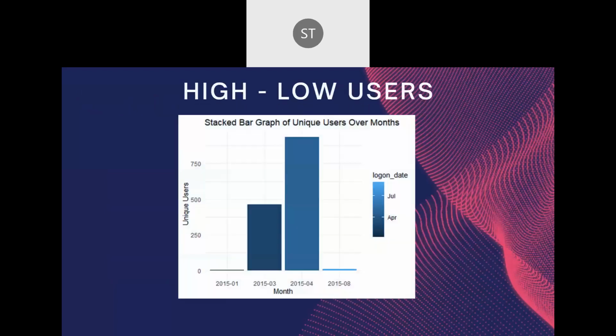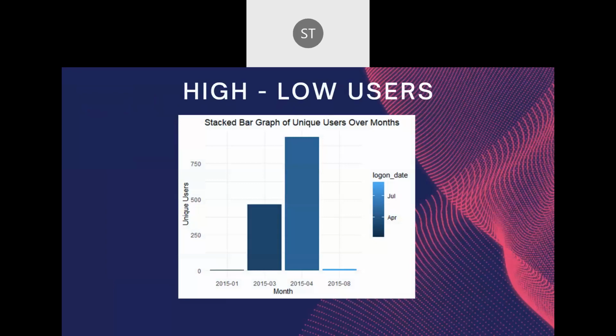The next analysis shows which month had a lot of users logging into the system and which month had very few. As you can see on the screen, January had very few login users. You can reason that January is the time when people go on vacation and come back, and it's the beginning of the semester, so you can expect very few users logging into the VDI.